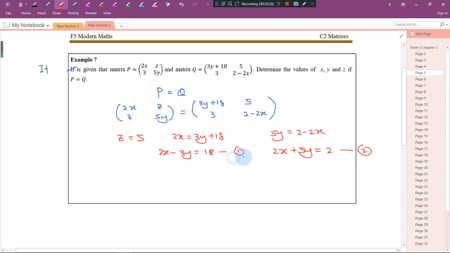The next thing is to solve them simultaneously. I just copy this over here. Easier for me to solve it. Negative 3y is equal to 18. Okay, this is the first equation.